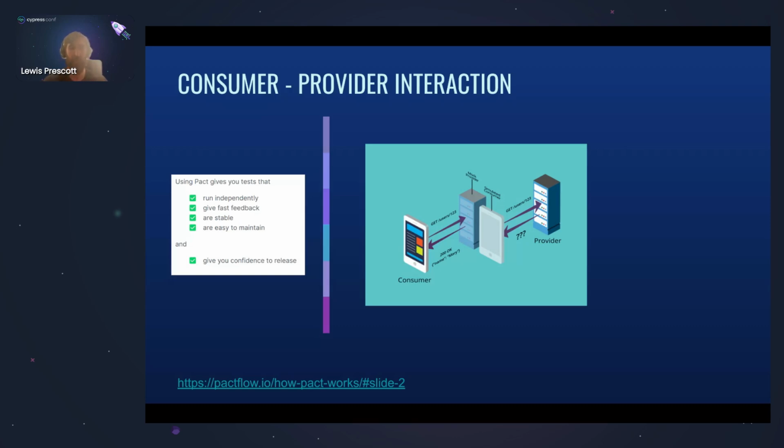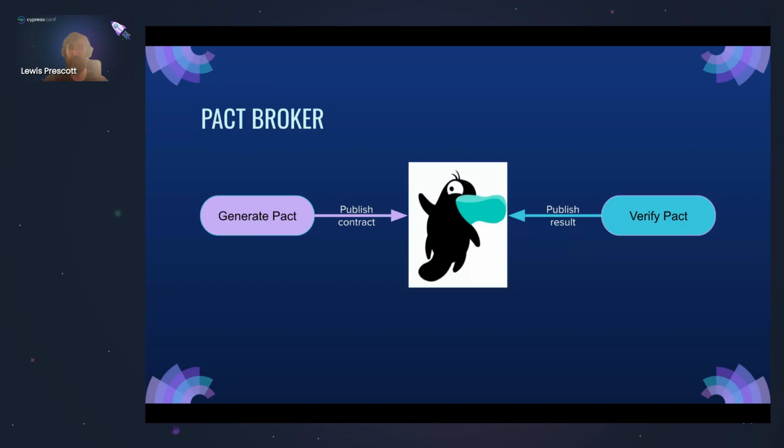So why is this beneficial? Just a few things for now, and we'll come on to more detail later on. But using Pact gives you that ability to run independently, giving you that fast feedback, and making sure that we're using a stable mechanism, and they're easy to maintain because they sit alongside the code. And ultimately, the end goal, right, is we want to have that confidence to release, that it's a lifelike scenario, and the integration points will be reliable.